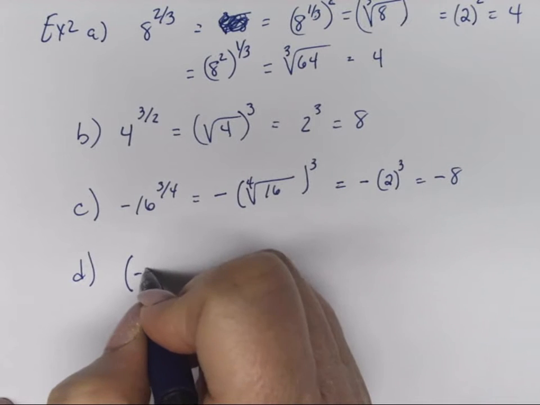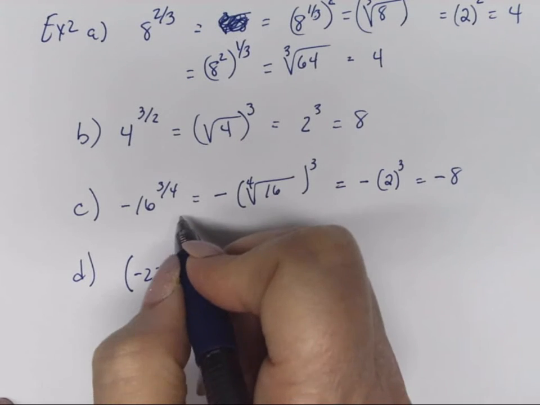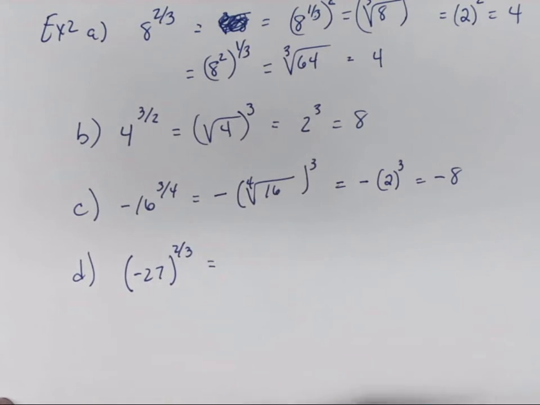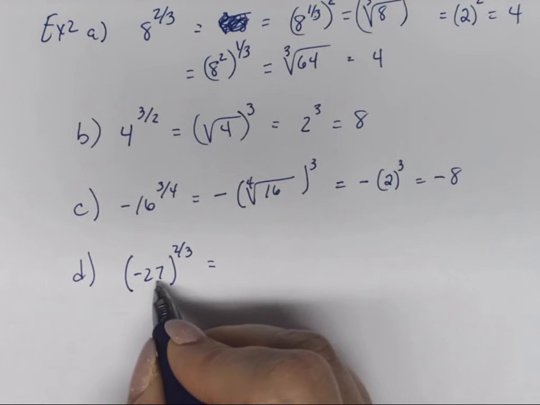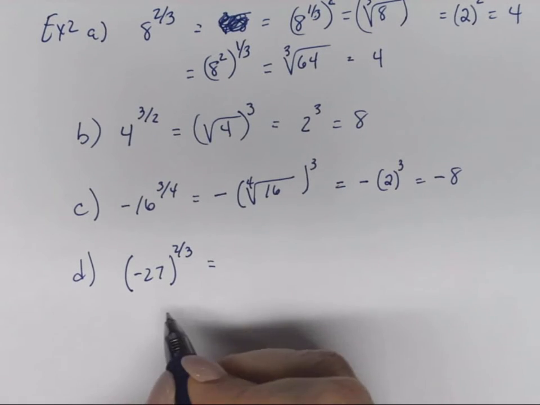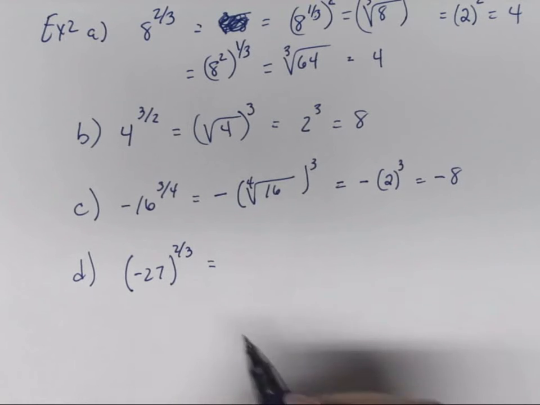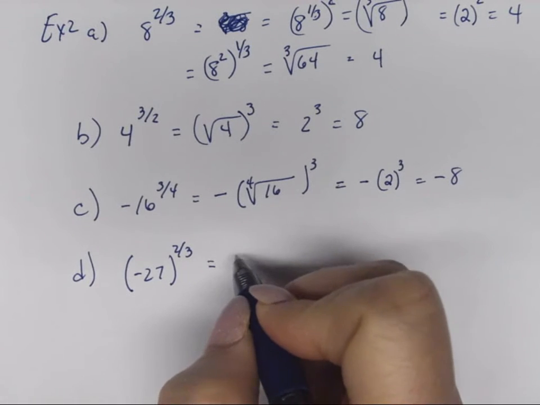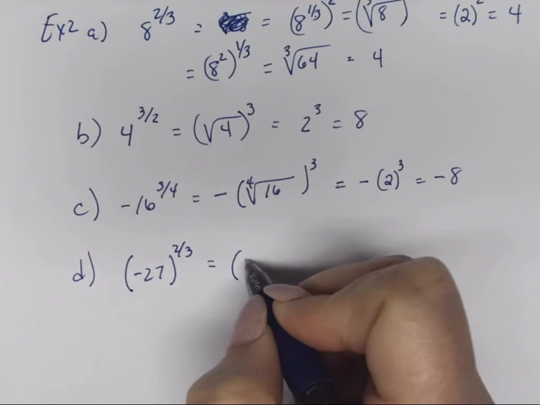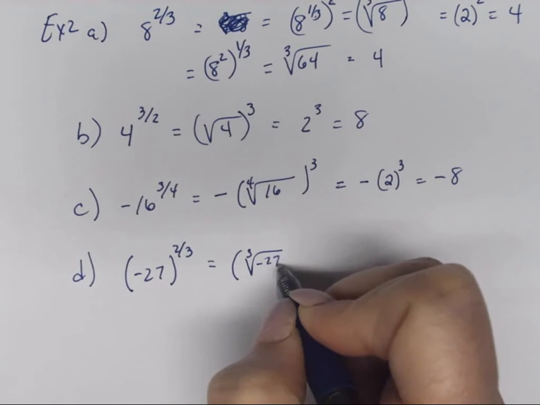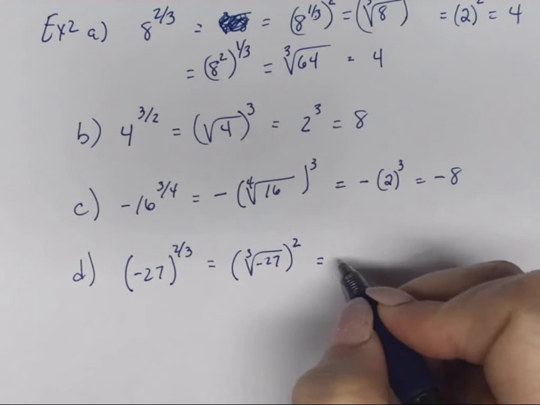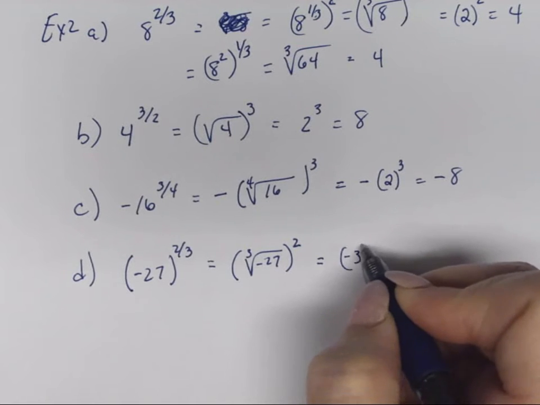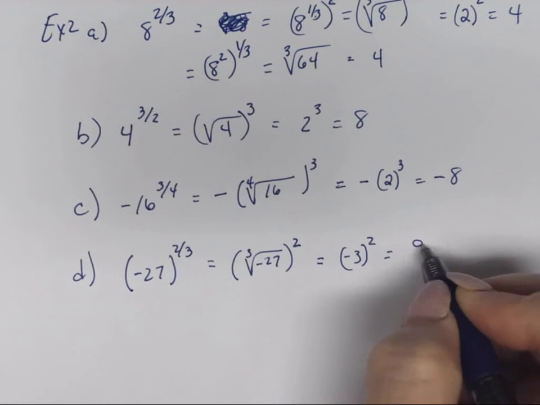So here we have negative 27 to the 2/3 power. So I can do the cubed root of negative 27, so I'm going to do that rather than square 27 and then take the cubed root of that. So it will be the cubed root of negative 27 being squared. Cubed root of negative 27 will be negative 3. Negative 3 squared is 9.